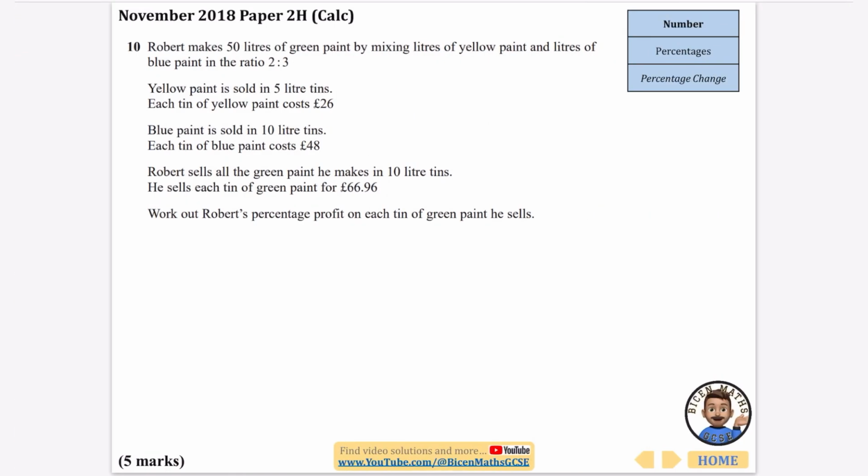They do love these percentage change questions. So again, this is a percentage profit. So we're going to do our profit divided by the spending times 100. That's the formula we're going to use.